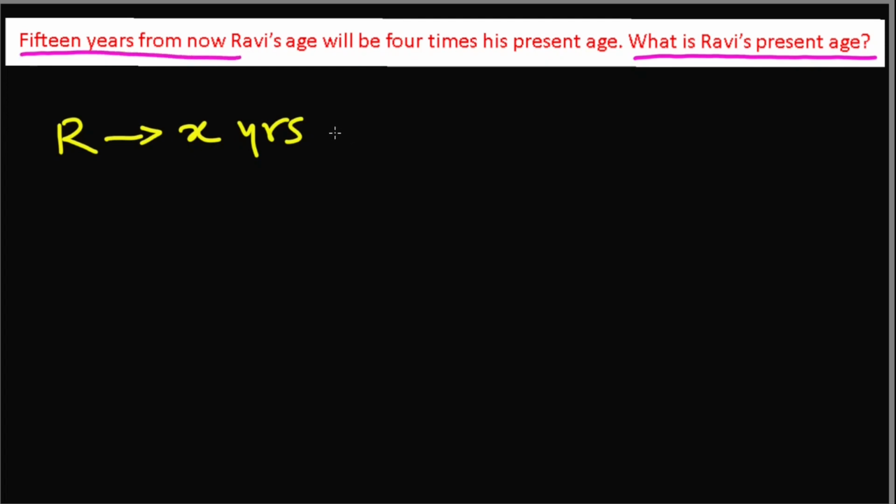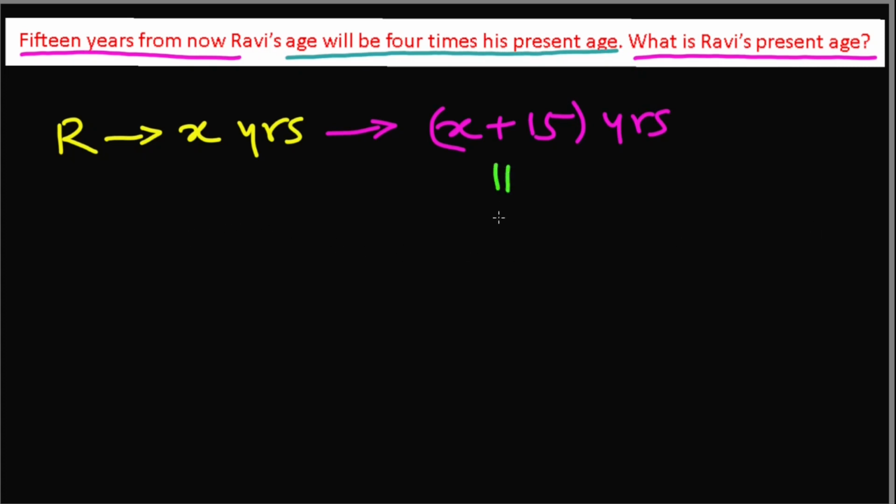So Ravi's age 15 years from now will be x plus 15 years, and this age will be 4 times his present age. So according to this condition, this x plus 15 is 4 times his present age x, that is 4x. So we write x plus 15 equals 4x.